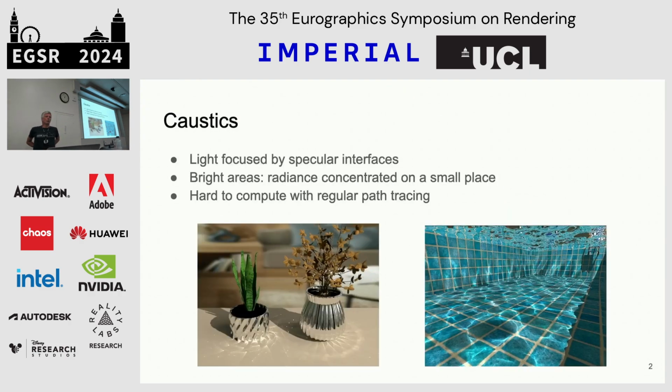So, our work is focused on caustics, and this being the Eurographics Symposium on Rendering, I don't think I have to introduce caustics to you. But just in case, it's what you see on those images. It's light being focused by specular interfaces, either refractive or reflective, and that's basically a lot of radiance concentrated on a very small space. And caustics have two key characteristics that make them interesting as a research topic. One, they look beautiful, and two, they are very difficult to compute with regular path tracing.